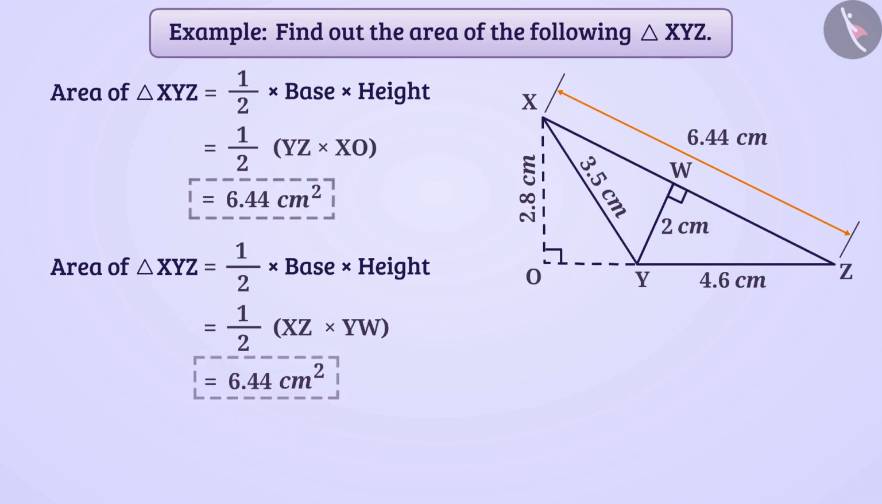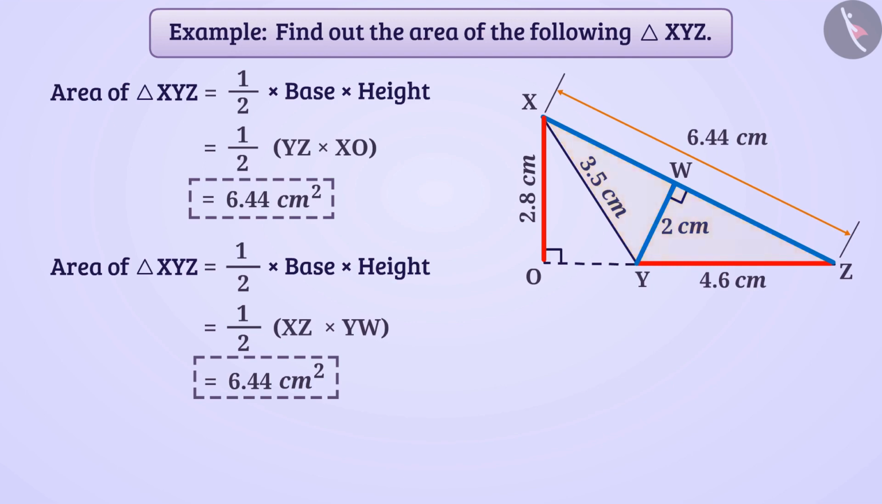Here, in both cases, we have considered different sides as base, and by considering their corresponding perpendicular, we have calculated the area. In both the cases, we have got an equal answer. Can you tell the reason behind this? Think. Let me tell you. This is because in both cases, we have taken the same triangle to find out area.